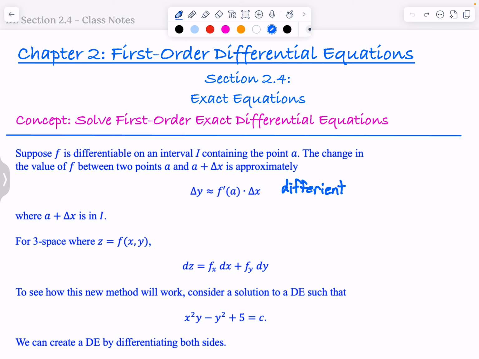Now, probably no I in there. Texting has ruined my spelling. Differential, maybe? Something like that. Okay, got the point anyway.